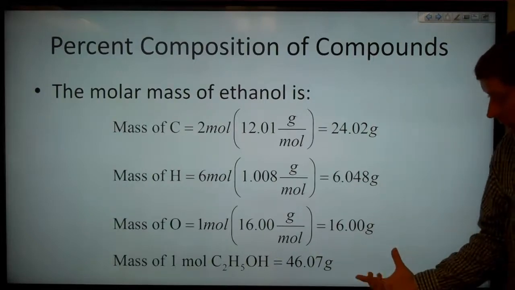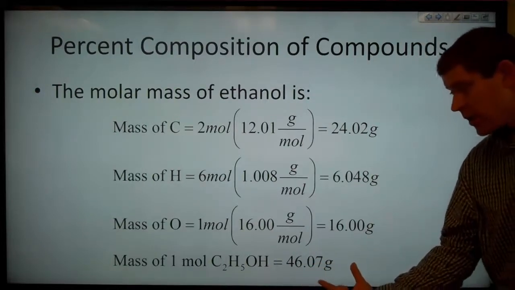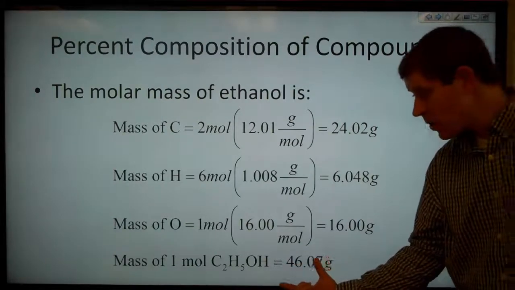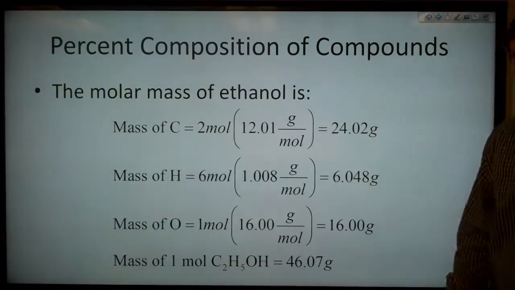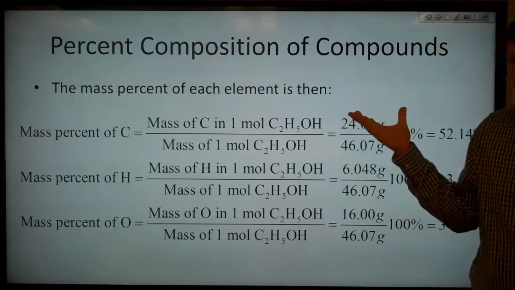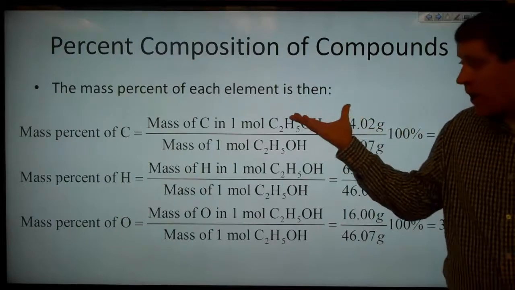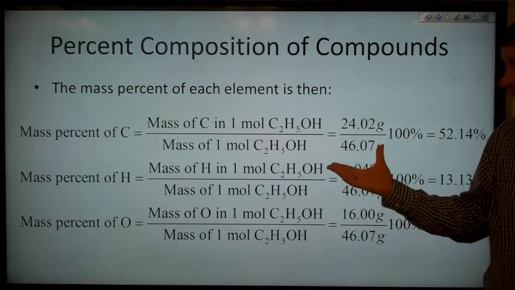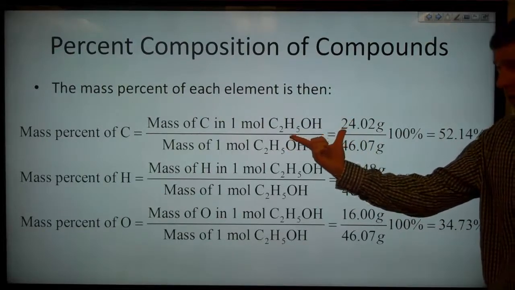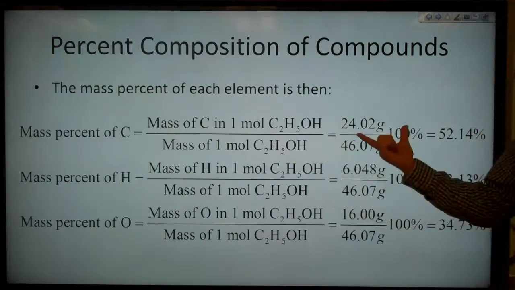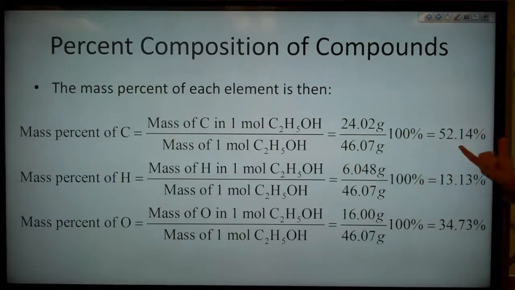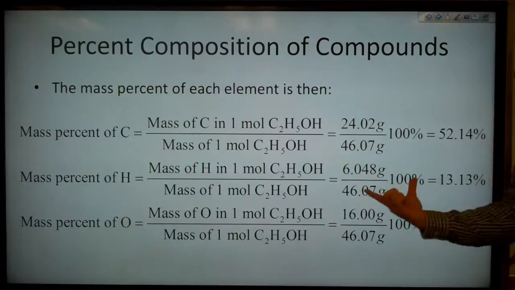And then when we add them up, we get 46.07 grams per mole of ethanol. So 1 mole of ethanol is 46.07 grams. So the mass percent of each element is then the mass of that element divided by the total mass of our compound. So the mass of carbon in 1 mole of ethanol, divided by the mass of 1 mole of ethanol, so 24.02 grams divided by 46.07 grams, multiplied by 100%, gives us 52.14%.